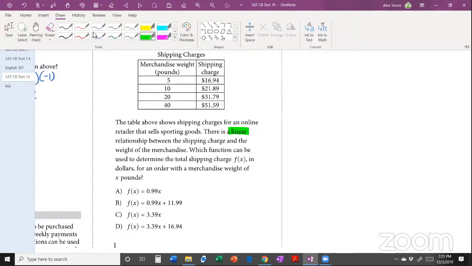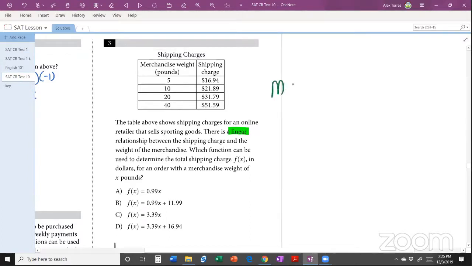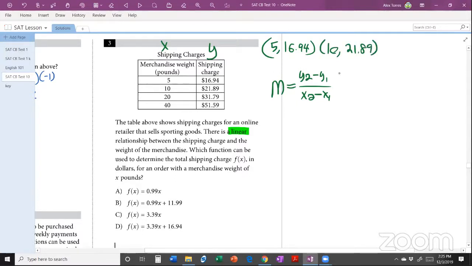And so the nice first thing you could do in a question like this is solve for the slope, which is y2 minus y1 over x2 minus x1. So your independent variable is going to be your x right here. The weight is kind of the determining factor. And then the y, the dependent variable, is the thing that changes every time the weight changes. So I could take these two, let's say just the first 2 points, 5 and 1694 and 10 and 2189, and just go ahead and plug those in.